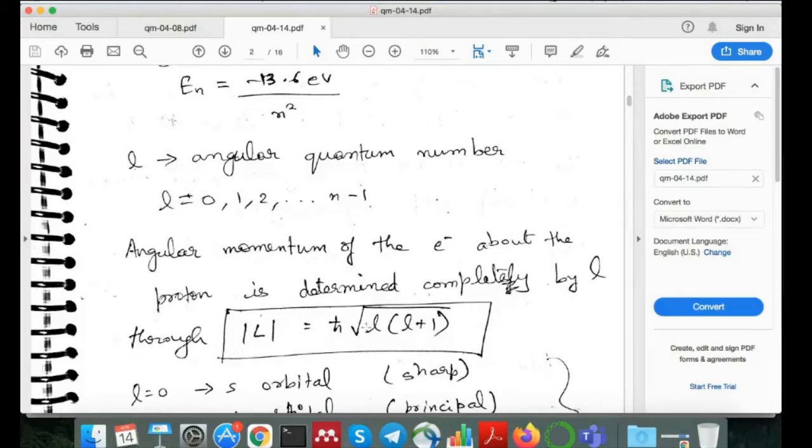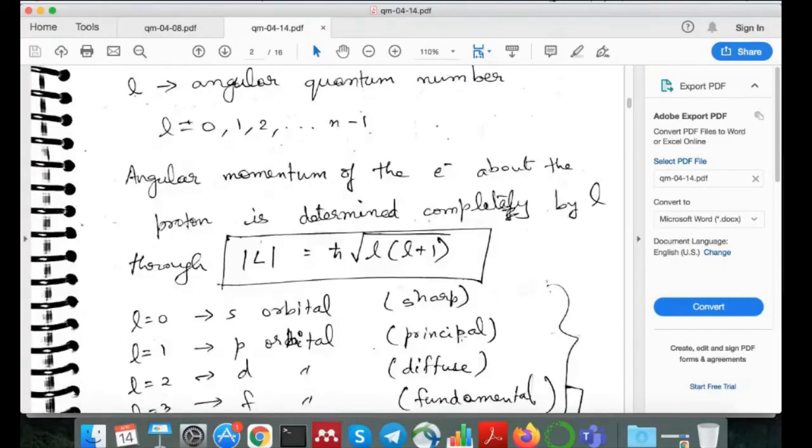The only thing that you need for angular momentum, if someone asks you what is the angular momentum of the electron, because it's moving in circles around the proton, is the value of L. Once you know the value of L, you can easily tell what is the angular momentum of the electron.